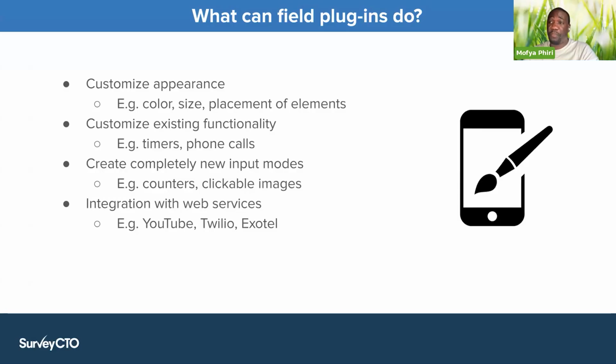So with field plugins, you can firstly customize the appearance. So you can just change the looks of how a field appears. So you can adjust things like the colors, the sizes, the layouts to match whatever branding you have and to improve accessibility. So bigger fonts when you're working with low vision respondents, or if you're working in an area where they use right to left languages, you can have right to left text for it.